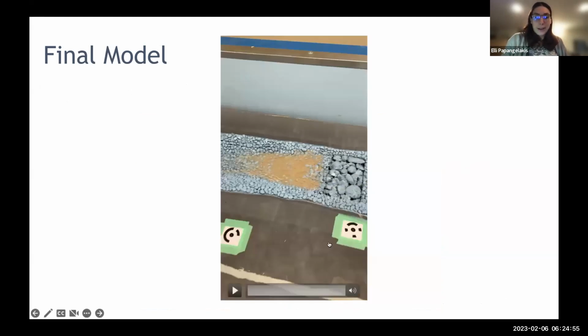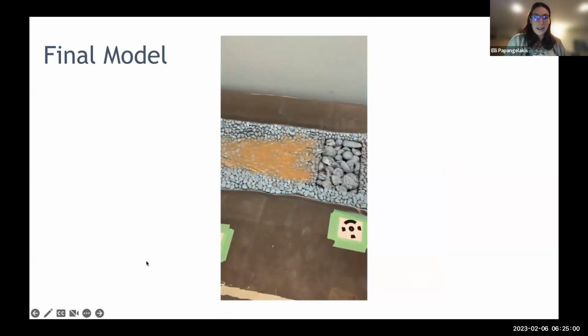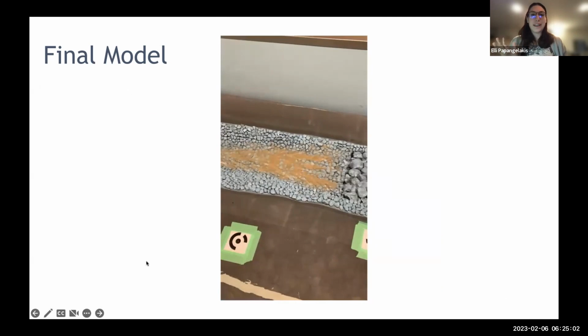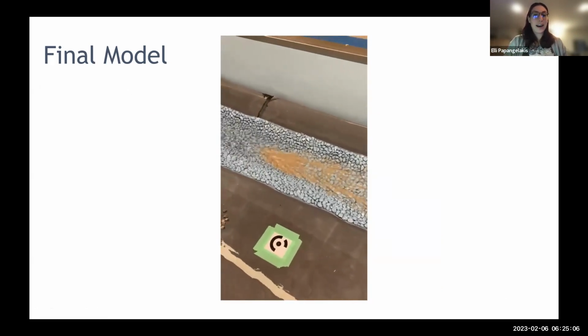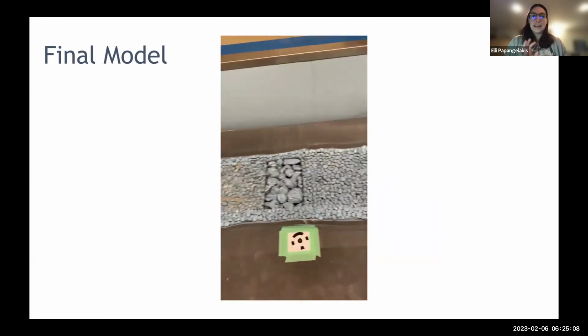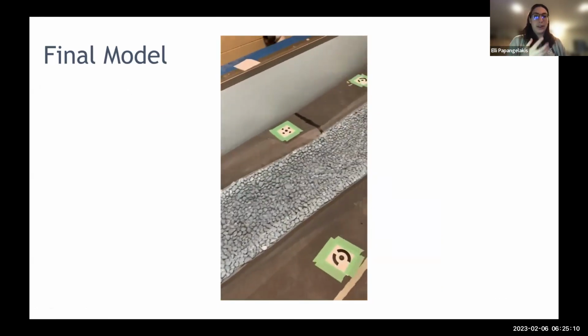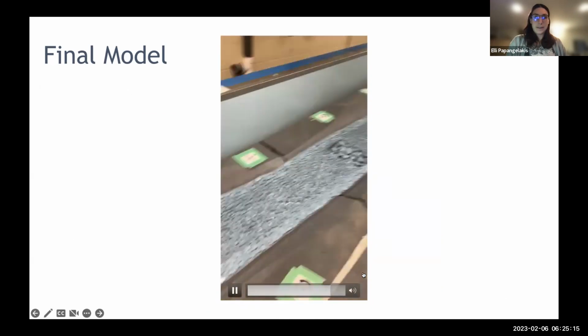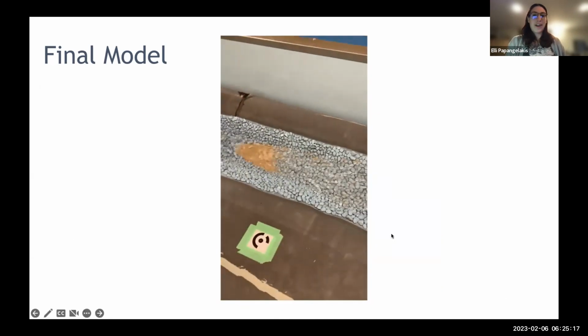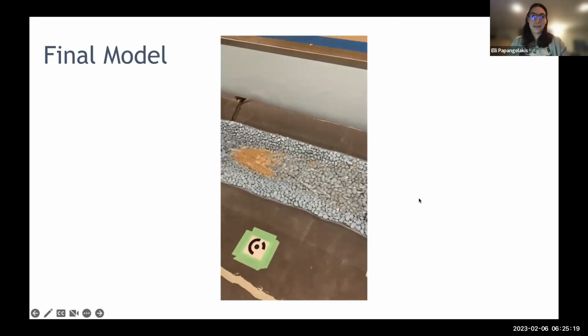I'll show a little video of what it looks like. So this is a relatively low flow situation. We haven't cranked up the flow too high, but you can see that sediment moving through. So this was our test run just to see if it worked.